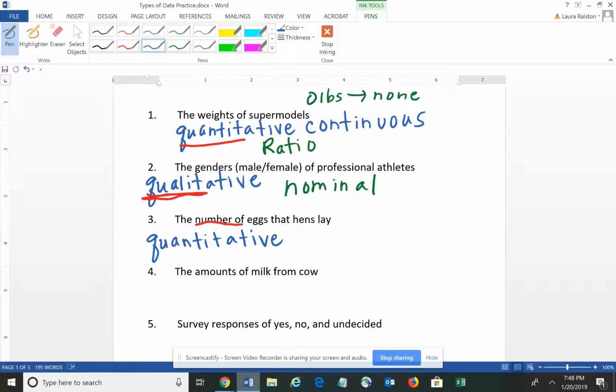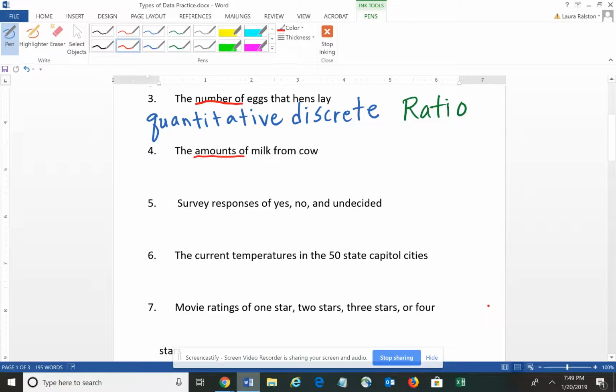Number two says the genders of professional athletes. Again, as you read the scenario, you want to think about what kind of response you would get if you walked up to a professional athlete and said, what's your gender? Now, gender here in this case is defined genetically, so you're either male or female. You're going to get a response in words, and since it is words, it's going to be qualitative. Again, if you look at that word, it's an adjective form, but it almost contains the word quality. And if you think about quality, it's a characteristic and it's in words. So typically, if you're going to get words, it's going to be qualitative.